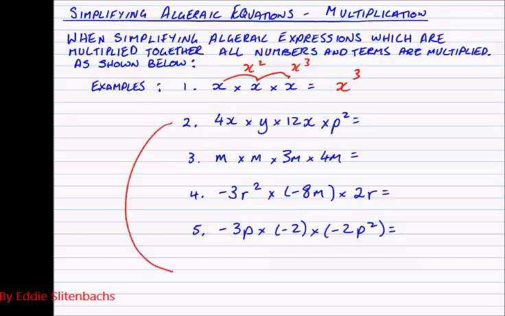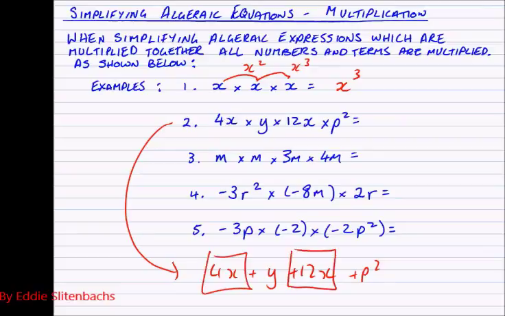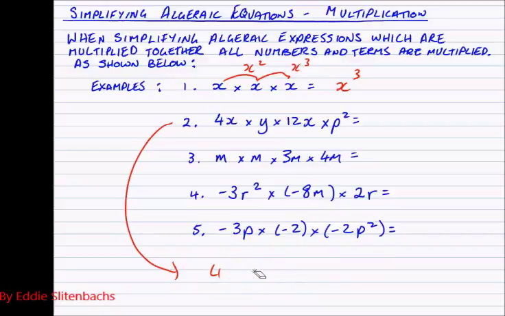If this was addition, and we had 4x add a y, add a 12x, add a p squared or something like that, we would only be able to add the x's with the x's, and there'd be nothing else we could do. Multiplication is much different to that. In multiplication, what we are doing is multiplying everything together.